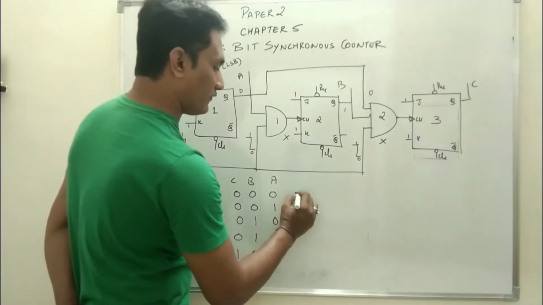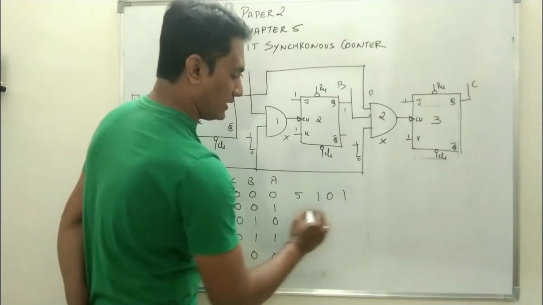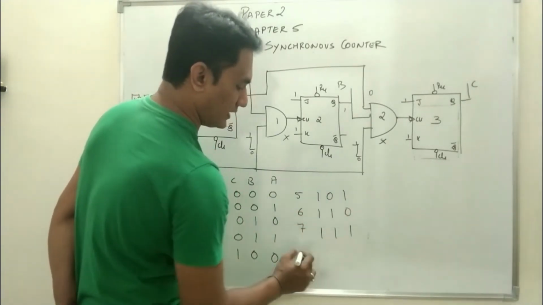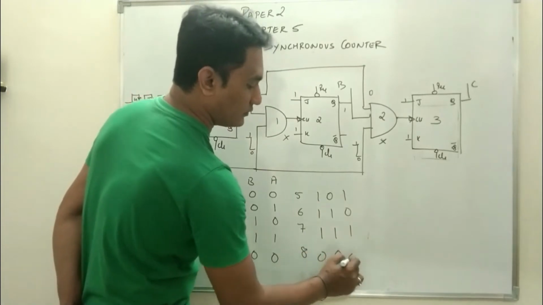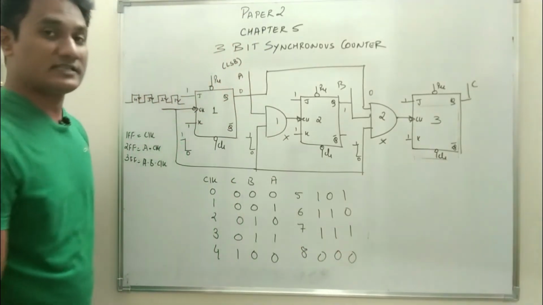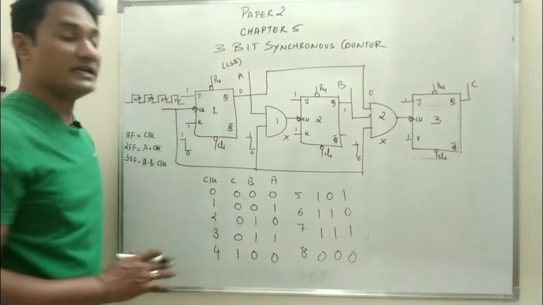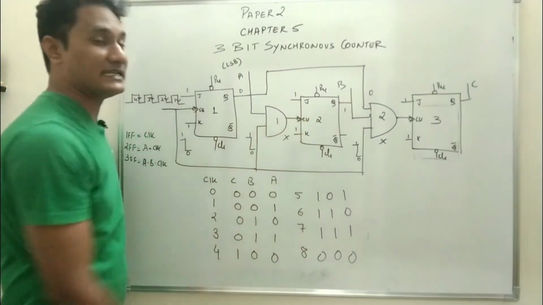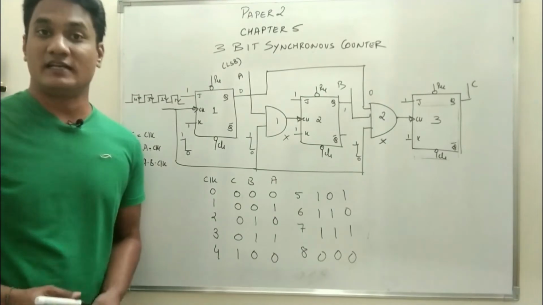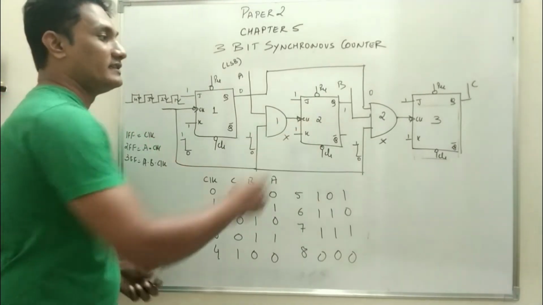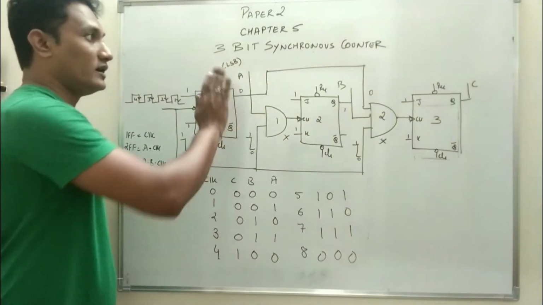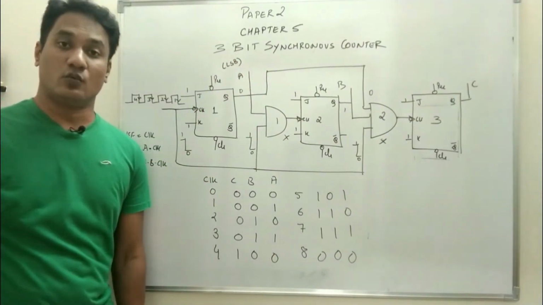At the end of the fifth clock pulse, it will be 1 0 1; 6th clock pulse, 1 1 0; 7th clock pulse, 1 1 1; and 8th clock pulse, again it will go back to its initial state. So the circuit operation remains same. The only difference is that all the flip-flops change their state simultaneously by introducing this AND gate. So this is how a 3-bit synchronous counter works.